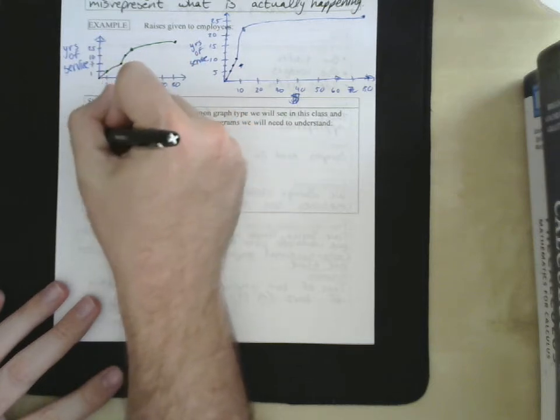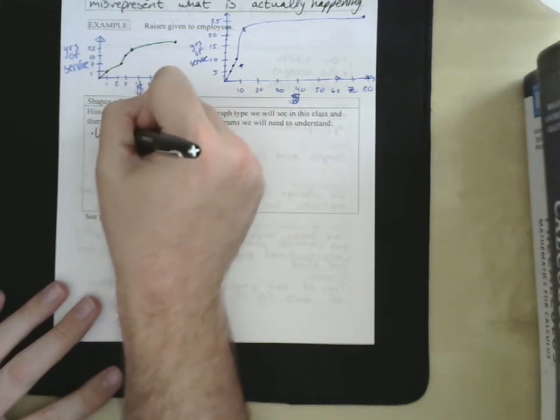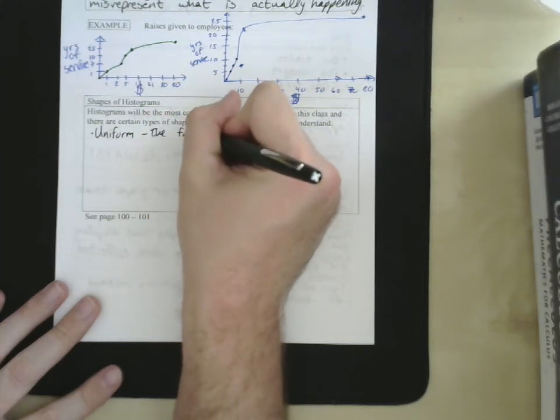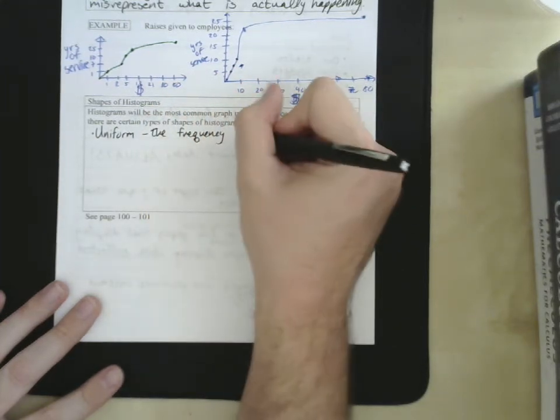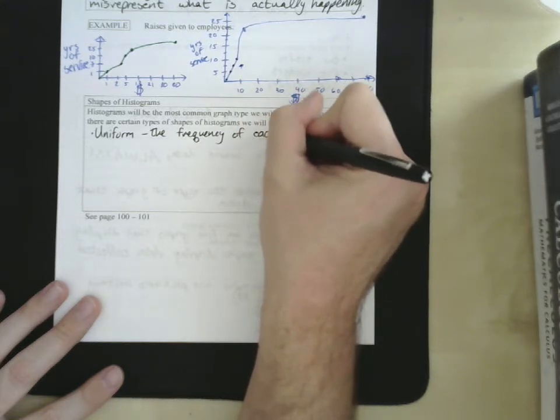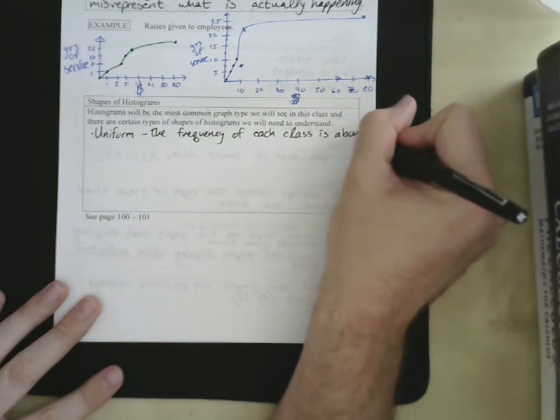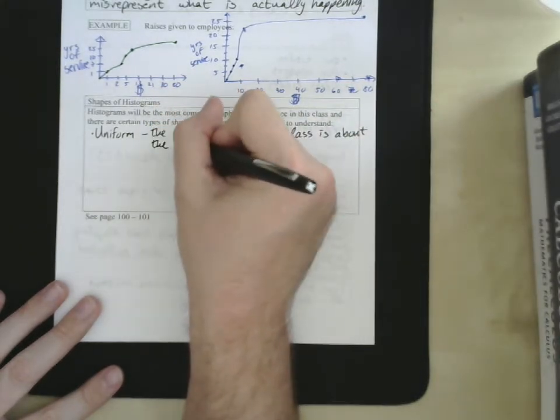So what we want to talk about now is our histograms. As we said in the last section, this is going to be our primary graph that we look at. So we need to be able to understand the most common shapes that we'll see. So the first shape is uniform distribution. And this means the frequency of each class is about the same.